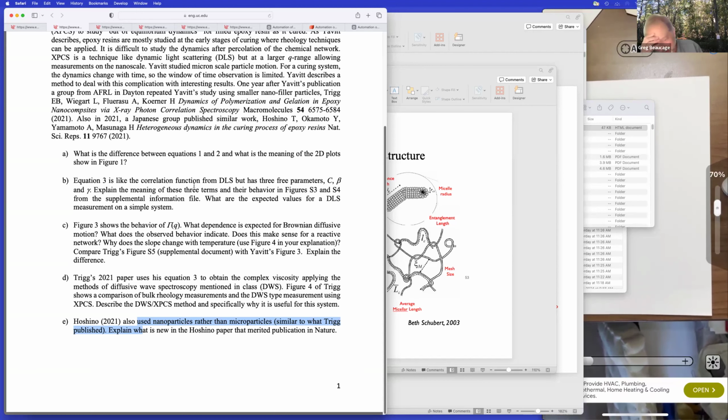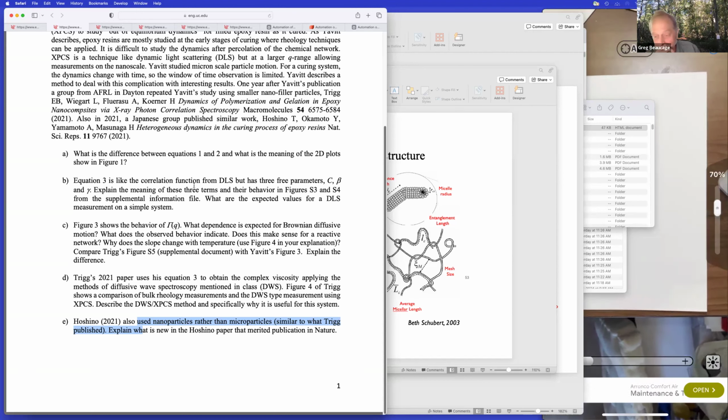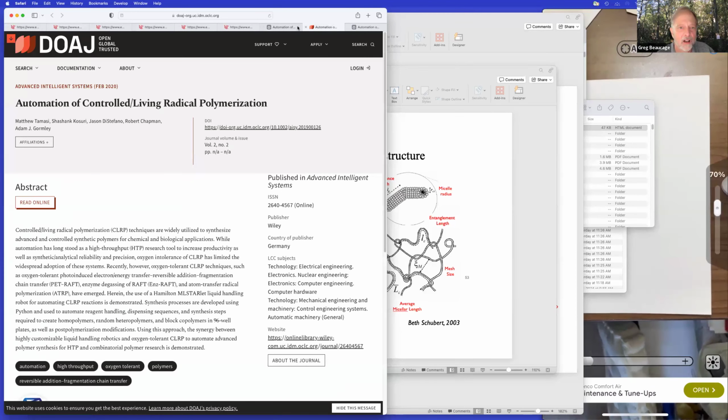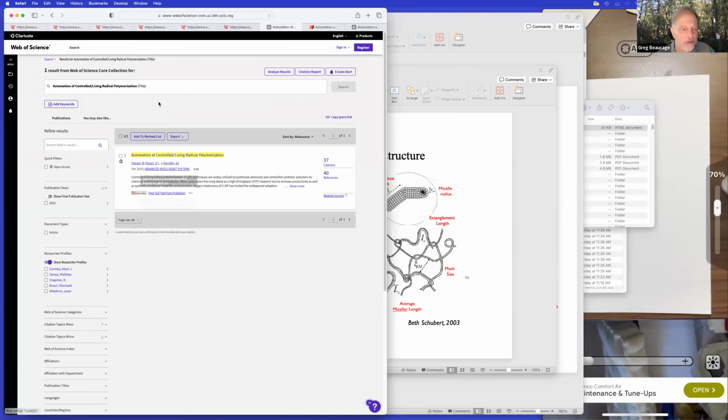I still haven't finished grading the other ones that were turned in late. All right. Any other things on this? All right.